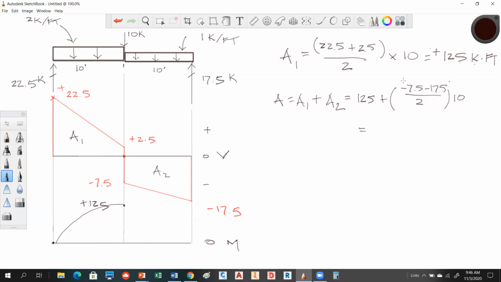So when I do this trapezoidal area here, that area becomes a negative trapezoid, giving you negative 125. 125 minus 125 equals 0. And what you get is this parabola that's going to be going like that. Okay, so this is my moment diagram. It peaks right here. So with this, we know exactly where the point of maximum moment is and what its value is. Okay. Did everybody see that?